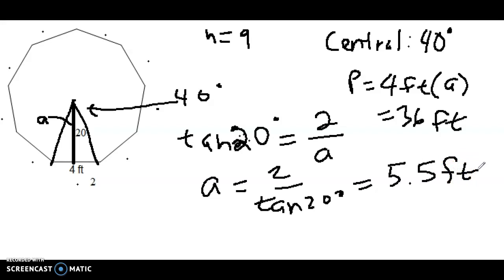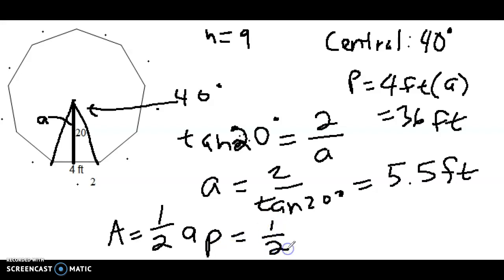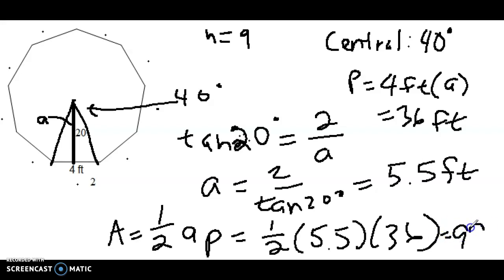Okay? To find my total area, I use my formula 1/2 apothem perimeter, which I substitute the values for apothem, so 1/2 times 5.5 times 36. And that gives me 99 square feet. Okay?